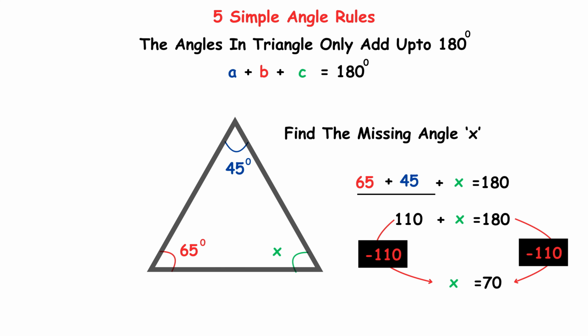For example, in a question like this, they have given us 2 of the angles, 65 degrees and 45 degrees, and asked us to work out the missing angle x. Because we know that these 3 angles should add together to make 180 degrees, we can just do 65 plus 45 plus x equals 180, and then we can rearrange that to find x. If we combine the 65 and 45, that will give us 110 plus x equals 180. And then if we subtract the 110 from each side, we will be left with x equals 70. So we know that our missing angle was 70 degrees.